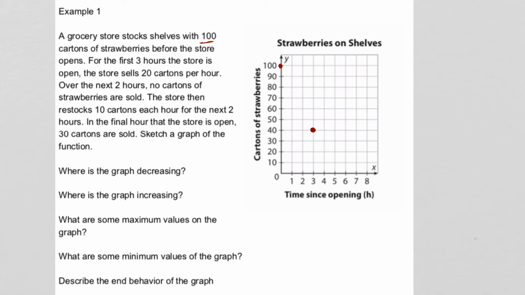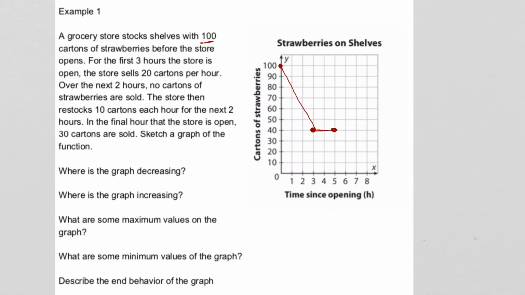So basically, here's our graph so far. 3 hours, 20 cartons an hour. After the third hour, we're down to 40 cartons. Then for 2 hours, we don't sell any cartons. So the graph will stay flat. You're not gaining or losing.